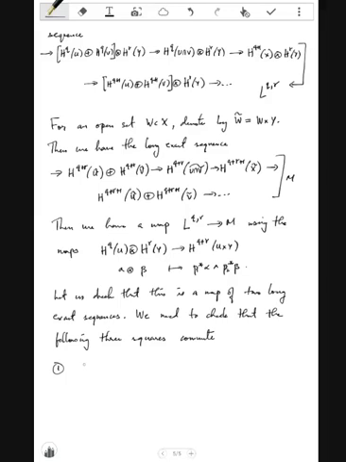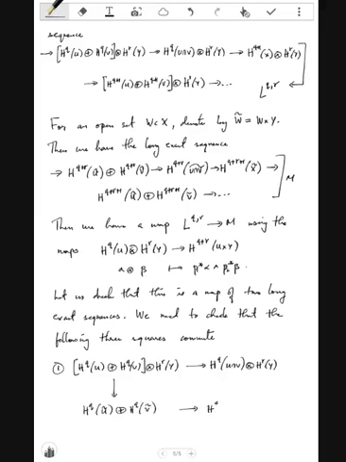So the first one is H^q(U) direct sum H^q(V) tensor H^r(Y) to H^q(U ∩ V) tensor H^r(Y), and below, H^{q+r}(U tilde) direct sum H^{q+r}(V tilde) to H^{q+r}(U ∩ V tilde).